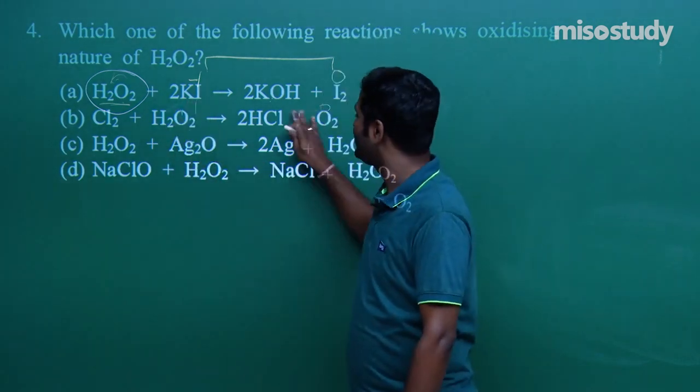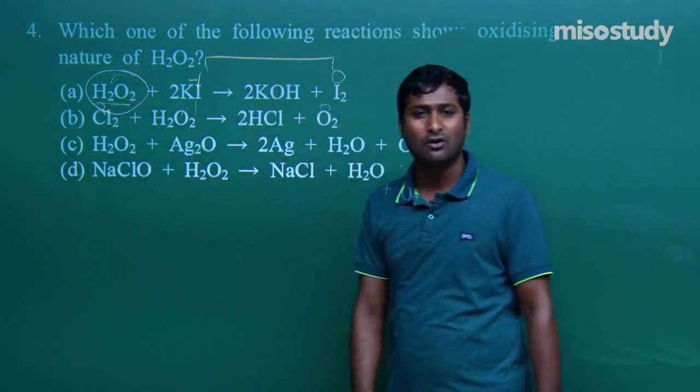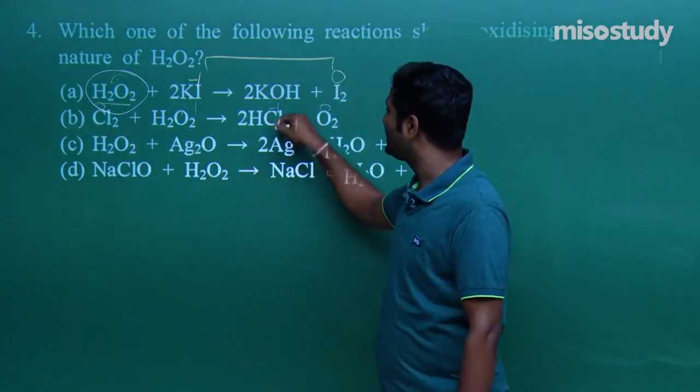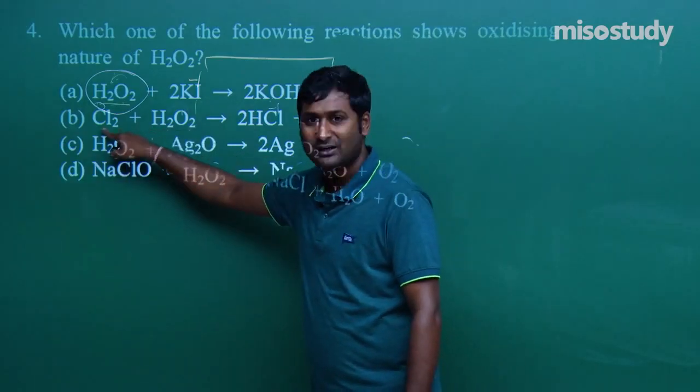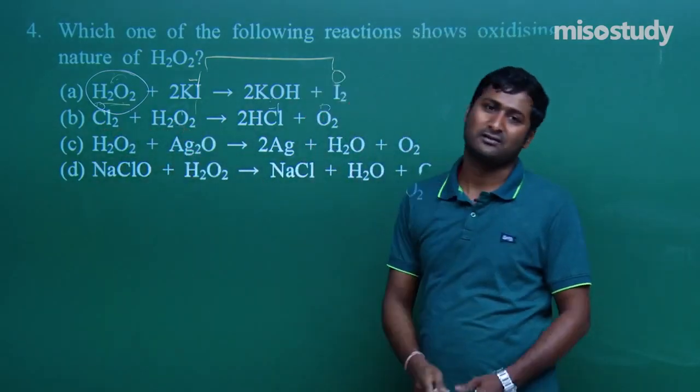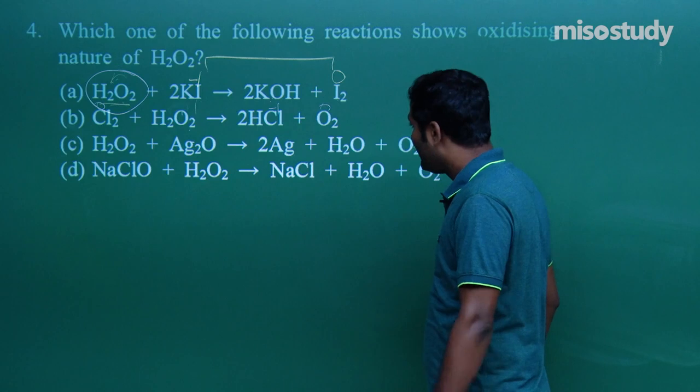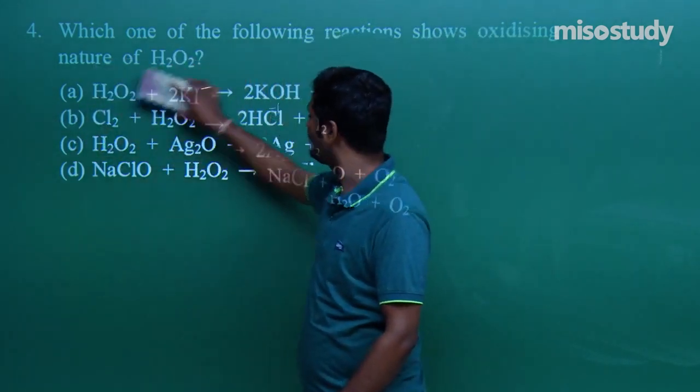If I talk about this one only, Cl2 is in 0 oxidation state and here it is -1, a decrement. So this one is the reducing agent and this one is the oxidizing agent. Clear? Now next, you can also check this question.